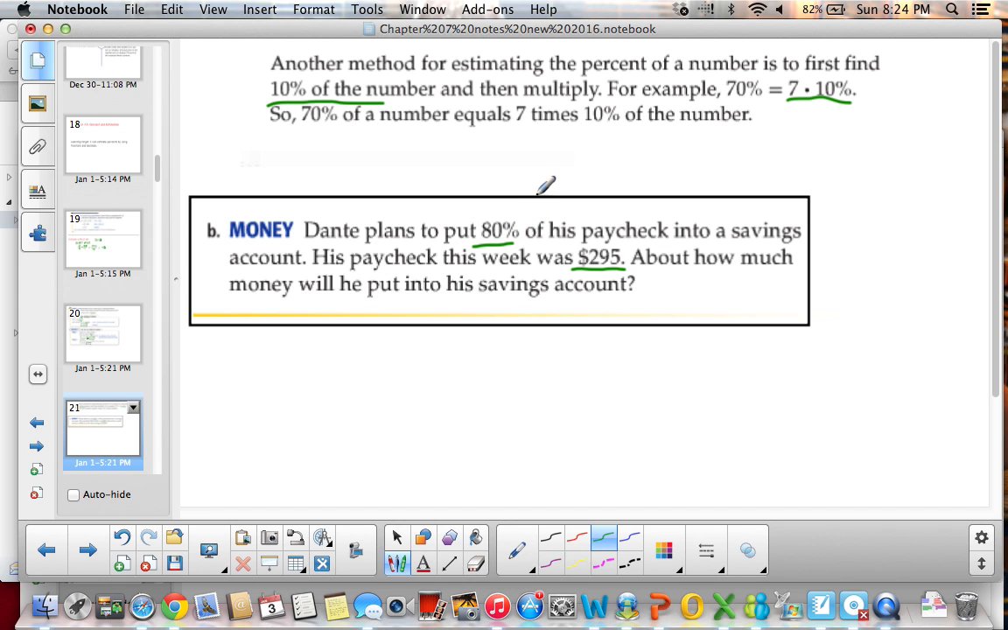If it's really close, like if this was 79 or 81 or something like that, then for sure you can always round down or up to a multiple of 10 as well. So I know that 10% of 295 would exactly be 29.5 because I'm just moving the decimal over to the left one.